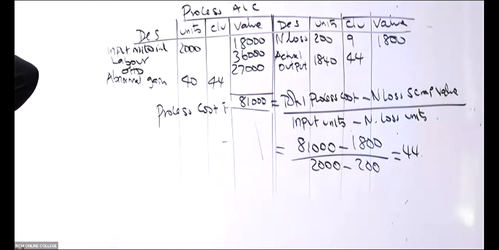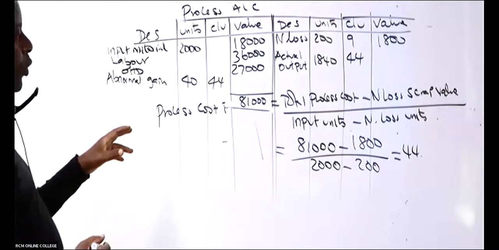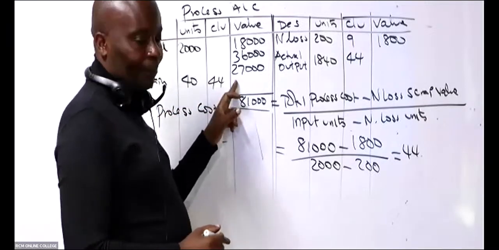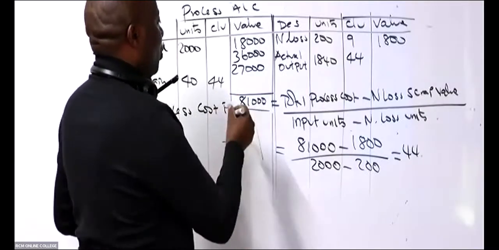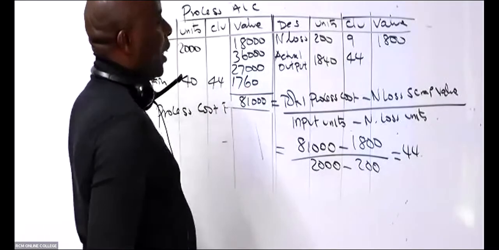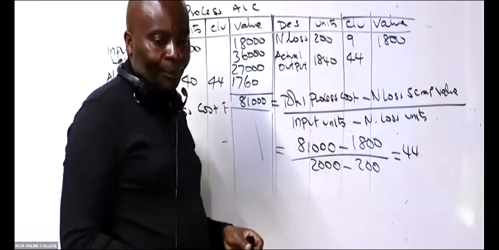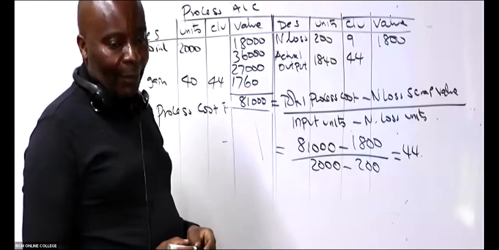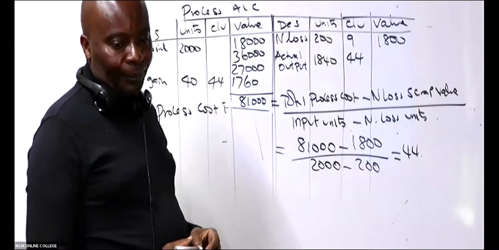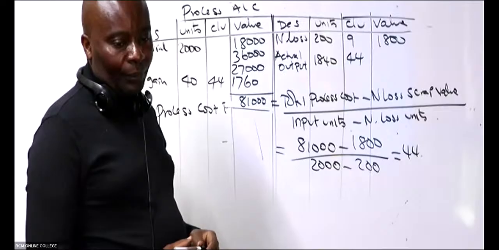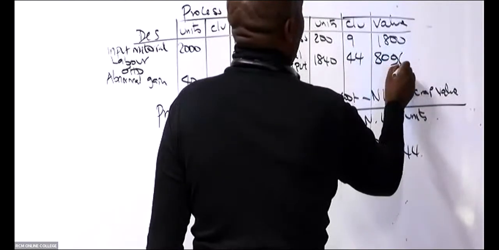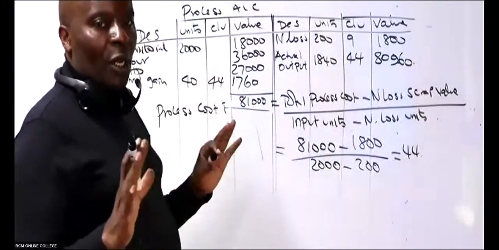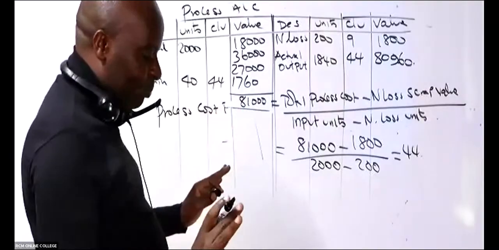So then you multiply. So 40 times 44. Can somebody give me this 40 times 44? How much are we getting here? 1760, I'm told. And then we have 1840 times 44. 80,960. And then now you evaluate whether your process account is summing up, is casting. We talk of casting. Is the process account casting?